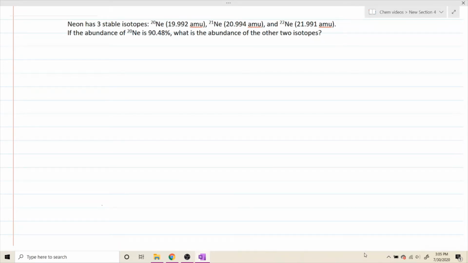Neon has 3 stable isotopes: neon 20, neon 21, and neon 22. If the abundance of neon 20 is 90.48%, what is the abundance of the other 2 isotopes?